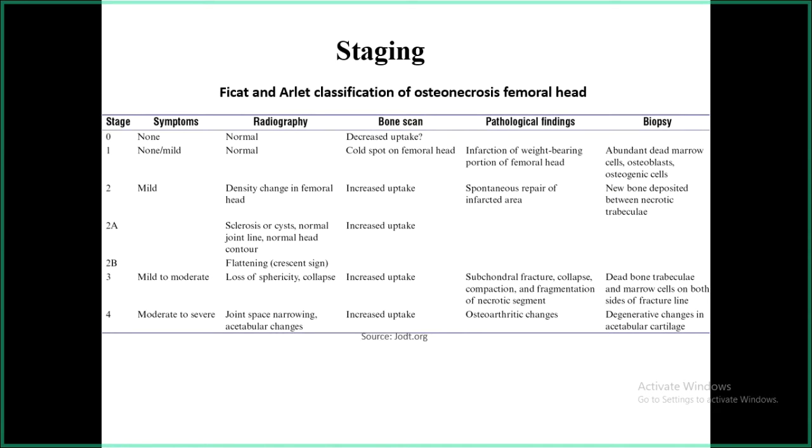In stage 4, it is the advanced stage, so the symptoms are also severe. Radiography shows joint space narrowing, acetabular changes, and increased uptake on bone scan. Pathological finding shows osteoarthritic changes and degenerative changes in the acetabular cartilage on biopsy.